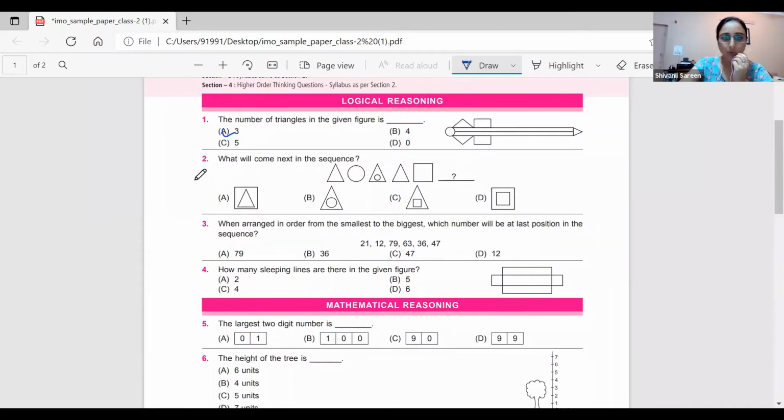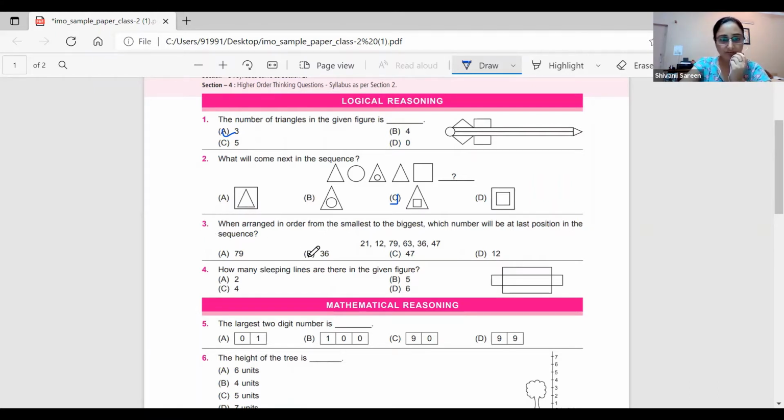Question number 2. What will come next in the sequence? Now watch the series carefully. So we have a triangle, then we have a circle. The next figure is circle inside the triangle. Triangle, then square. So next should be square inside the triangle. So this figure is correct because it has square inside the triangle. Let's move on to question number 3.